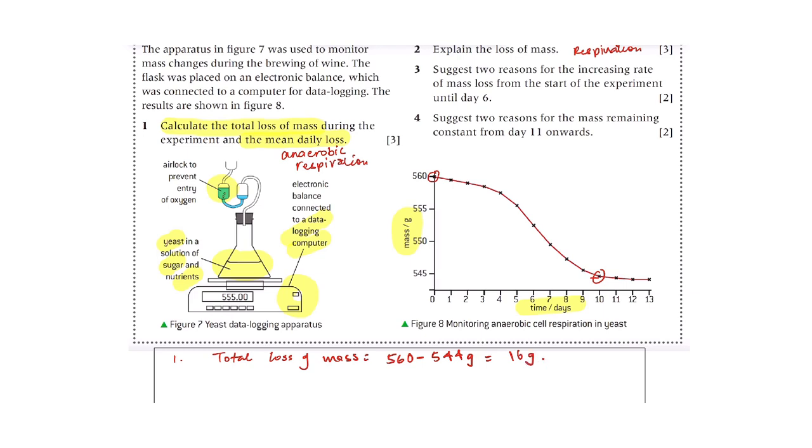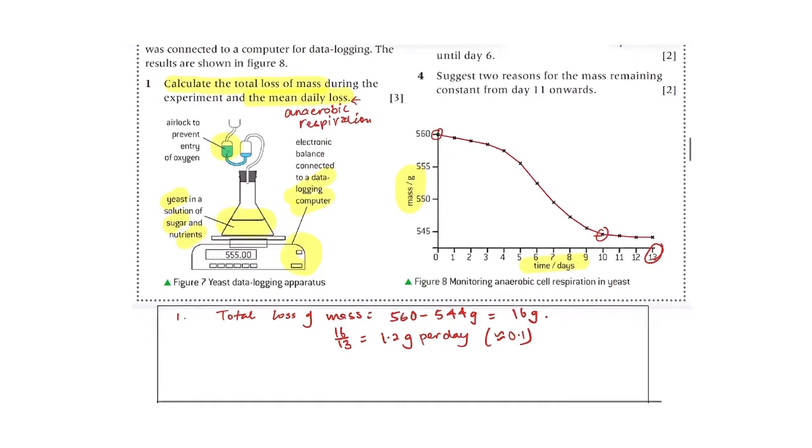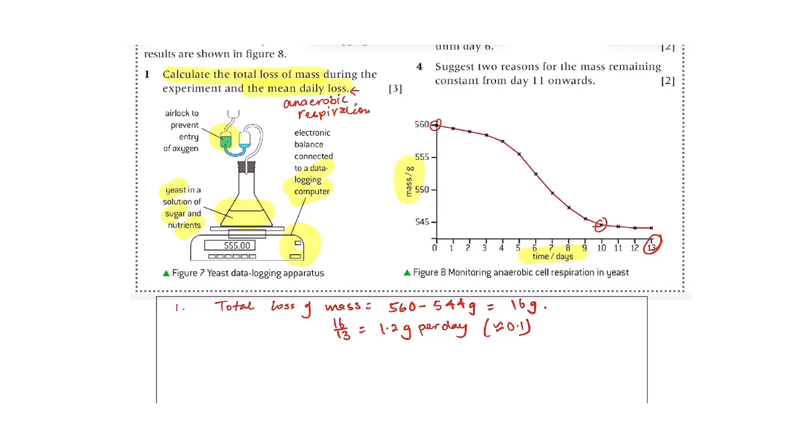Second part is daily loss. As it is for 13 days, 16 by 13, and around there will be uncertainty per day. It's probably 0.1, I'm not sure. Here uncertainty can be accepted.